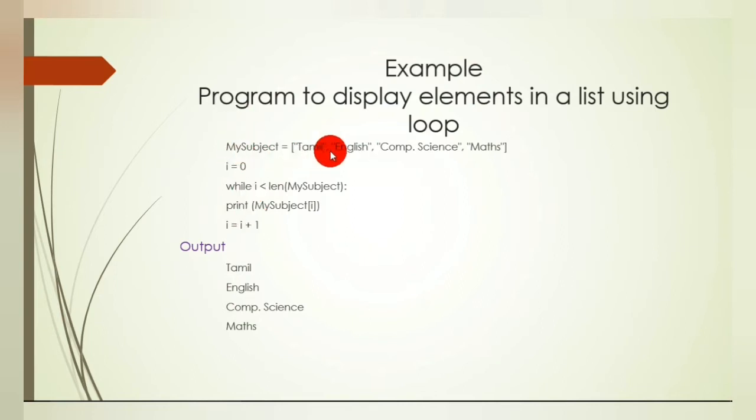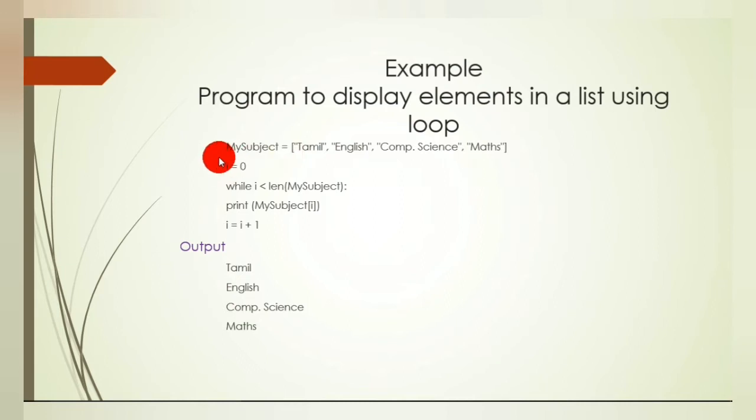See this first statement: my subject equal to Tamil, English, computer science, maths. Why are we using double quotes and commas here? Double quotes are used to specify the string element, and the comma is used to separate the elements. Comma is a separator. If the list has more than one element, the comma is used to separate the elements, and square brackets are used to create a list. So my subject is the list name, equal, and then we give the list elements.